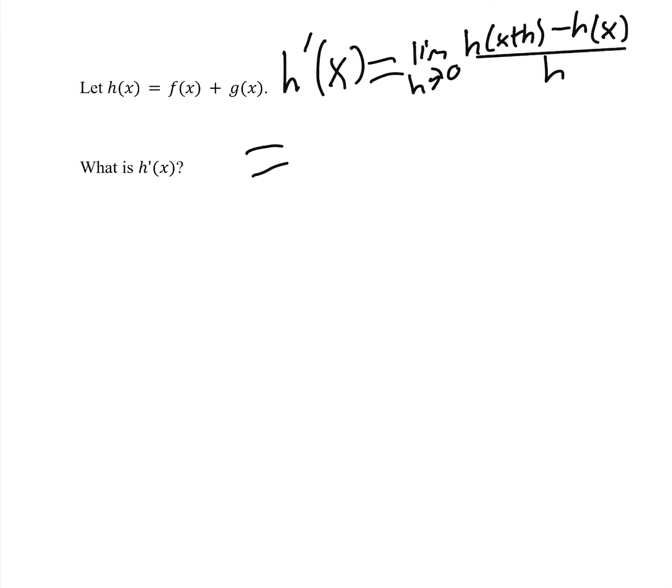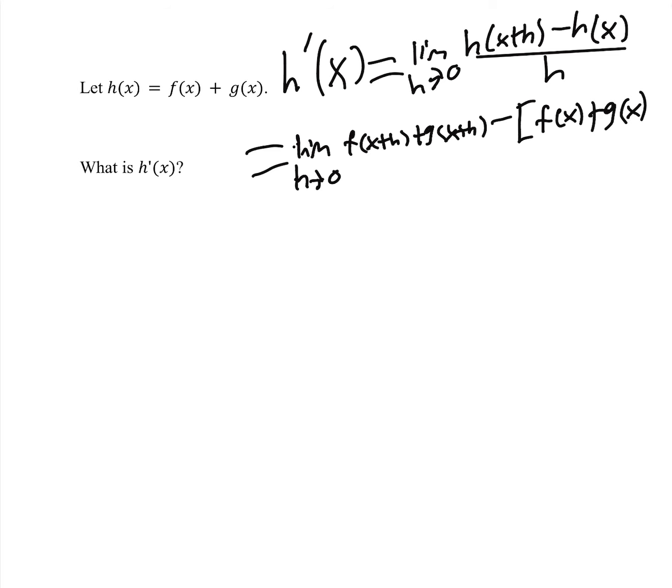So this equals, I've specified what h of x is, so if I plug in x plus h for x, I'll get the limit as h goes to 0 of f of x plus h plus g of x plus h minus, I'm going to subtract all of h of x, f of x plus g of x, all over h.